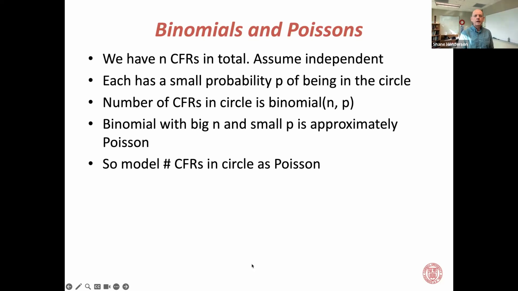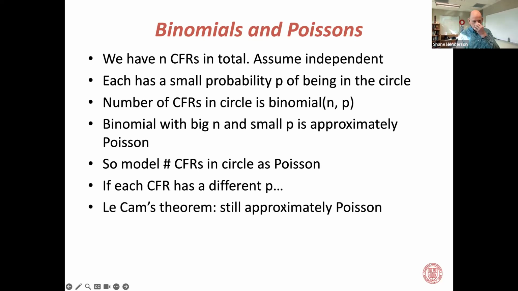And so now the number of those volunteers in the circle has a binomial distribution. The binomial with large n and small probability of being in that circle is approximately Poisson. And so we're going to model the number of volunteers in that circle as being Poisson. And in fact, their locations as well, we're going to assume have some sort of uniform density. So this is just by way of motivation.